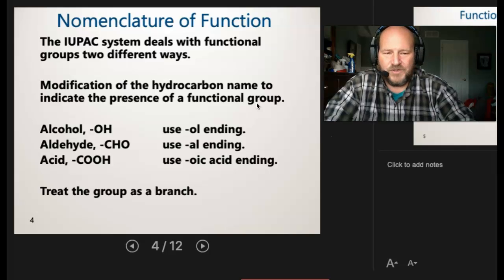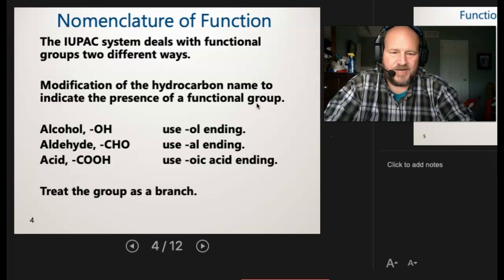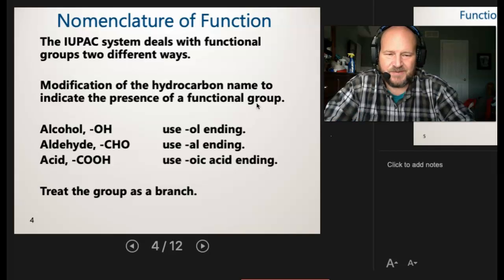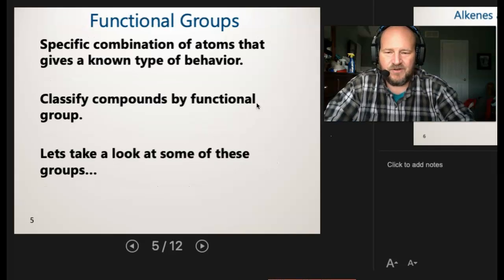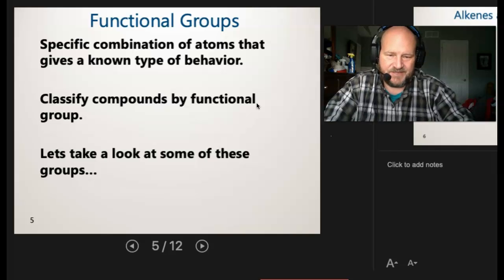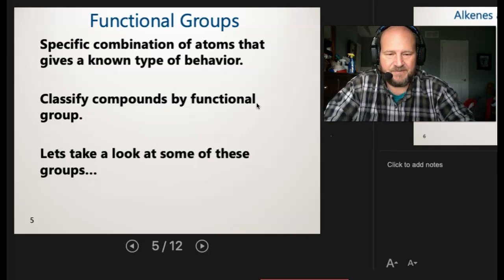Now, I want you to treat the functional group just like branches, except when you see them, we're just going to be labeling them. So the functional groups that we're looking for are going to be a specific combination of atoms. The reason is because it's going to give us a known type of behavior. We're going to classify the compound by its functional group.